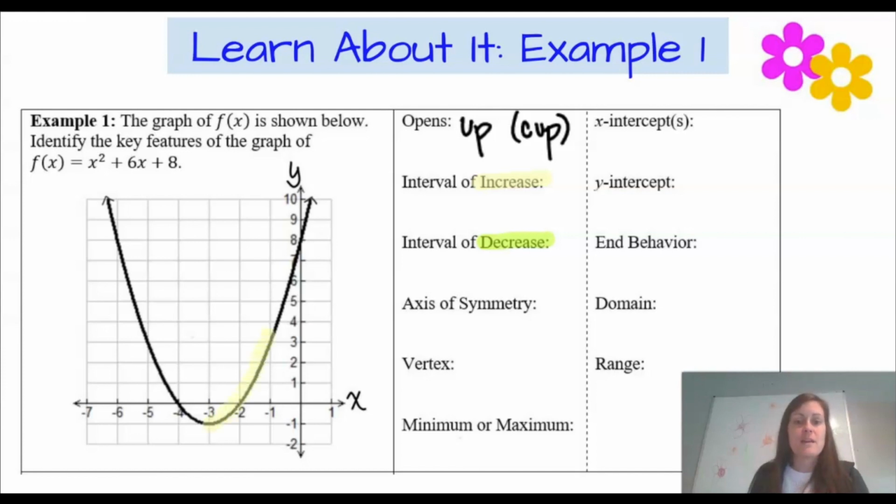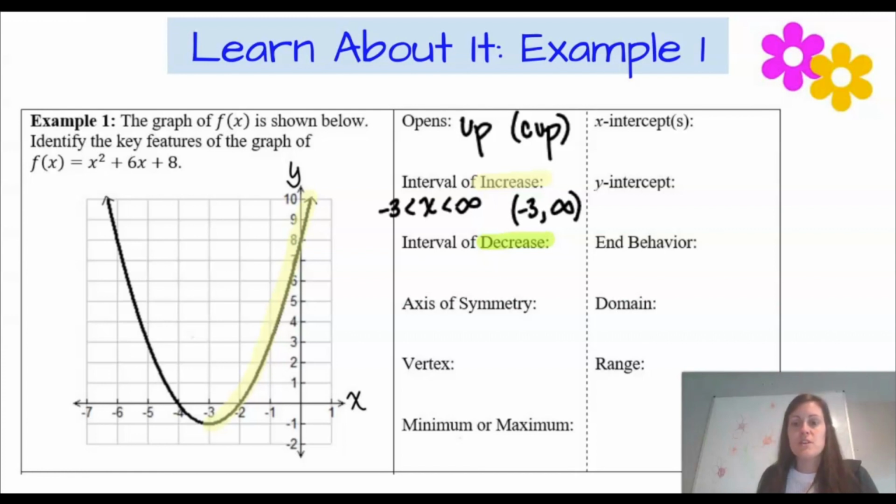The yellow highlighted section of the graph is the interval of increase. And I can identify that interval in two ways. I can use inequality notation and I can use interval notation. So we'll begin with inequality notation. So values of x that are greater than -3 and values of x that are less than infinity are the x values where my graph is increasing. I can also use interval notation to show that.